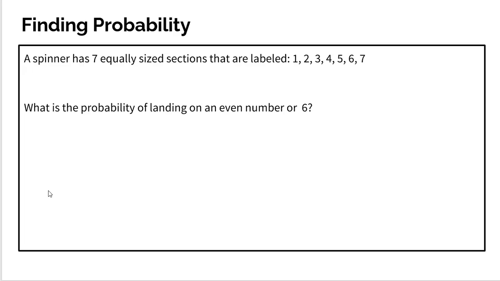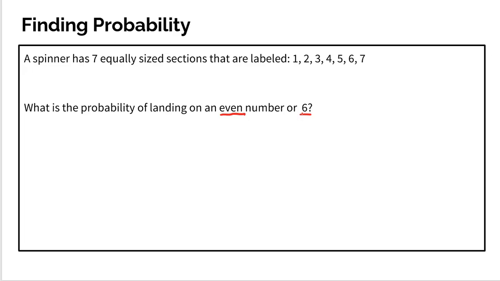A spinner has 7 equally sized sections labeled 1, 2, 3, 4, 5, 6, 7. Same scenario we saw before. But this time I'm asking the probability of landing on an even or 6. Okay, now this one we got to be careful of. Even or 6. Now these two outcomes, even or 6, are not mutually exclusive because they can occur at the same time.